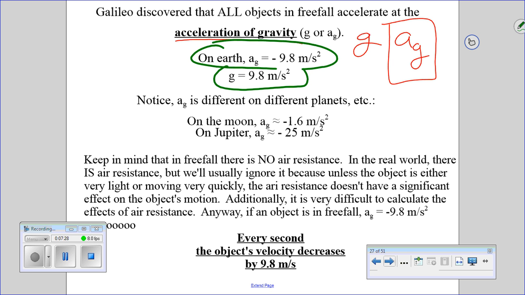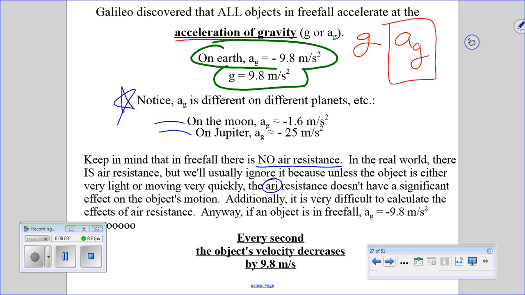Be aware, though, that this is specific to Earth. The acceleration of gravity is different on other planets and moons and suns and stuff. So here's a couple examples. On the moon, the acceleration of gravity is about negative 1.6. And on Jupiter, because Jupiter is a very big planet, there's more gravity, so you have more acceleration of gravity, and it's about negative 25. And then just remember, no air resistance. Also, I spelled air wrong. We are not talking about RA resistance.